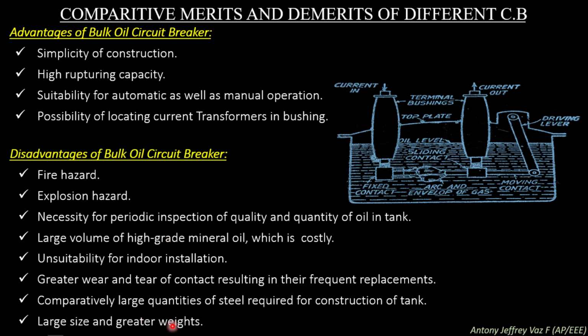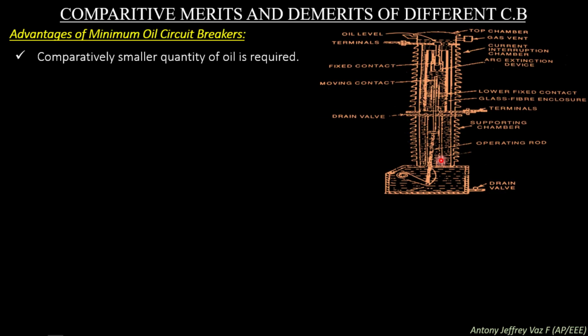Large size and greater weight. Since these oil circuit breakers have a very large tank made of high grade costly steel, the weight of the circuit breaker increases, and as the complete tank is filled with mineral oil, it goes on increasing the weight. So this type of bulk oil circuit breaker is very large and has a very high weight.